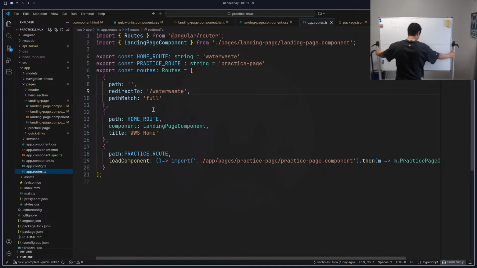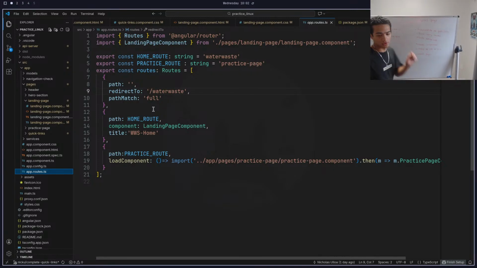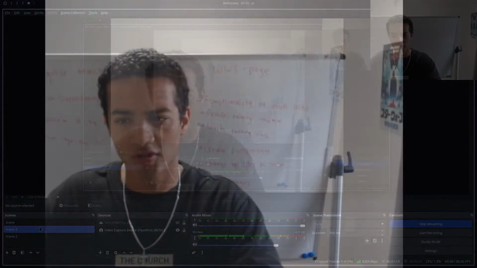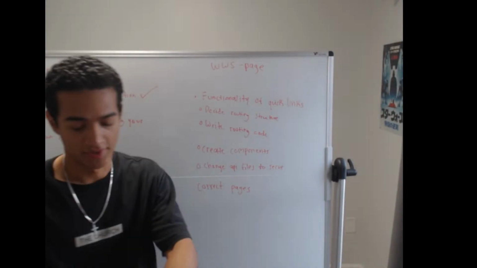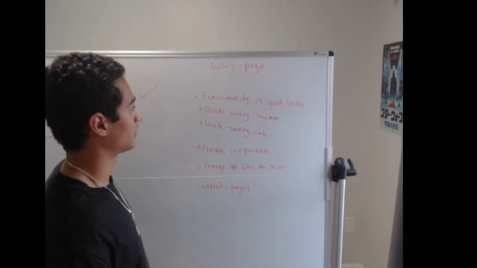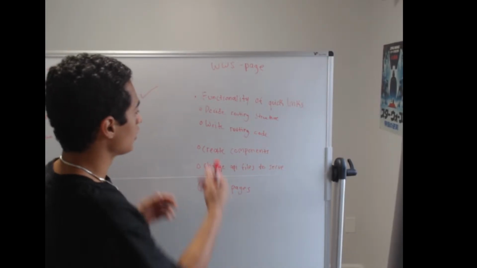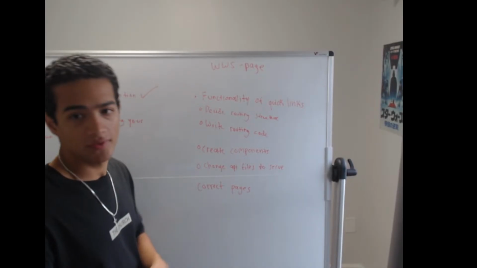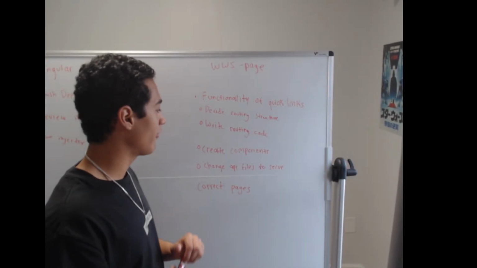So I have this. Hold up. Let's go to this, since there's no coding at the moment. Scene 2. So what I have right here are tasks for today. Functionality of quick links. What does that entail? Deciding routing structure, what I'm doing at the moment. Writing routing code, actually implementing it. Create components, the components that we're going to route to. Change API files to serve.